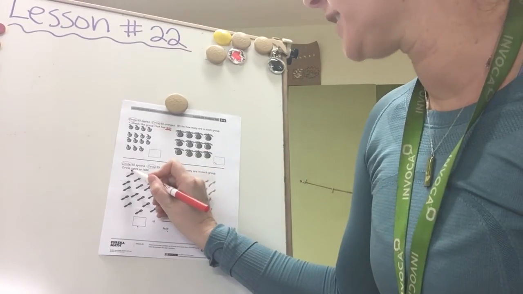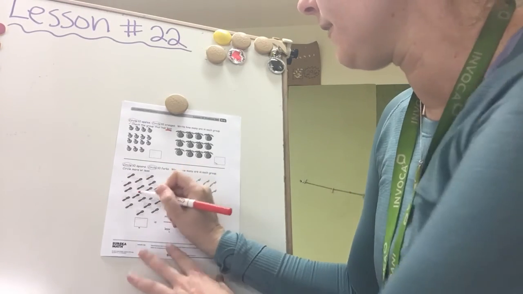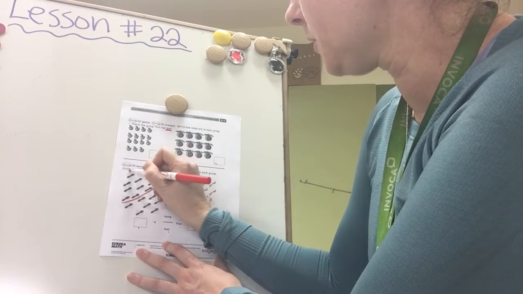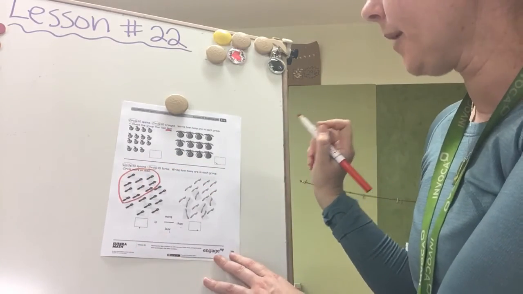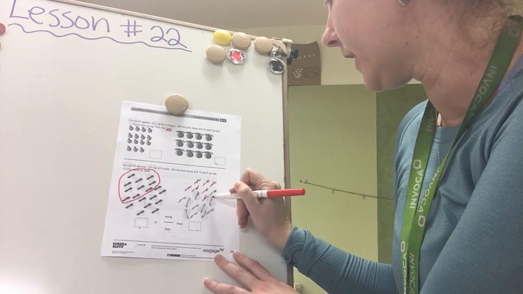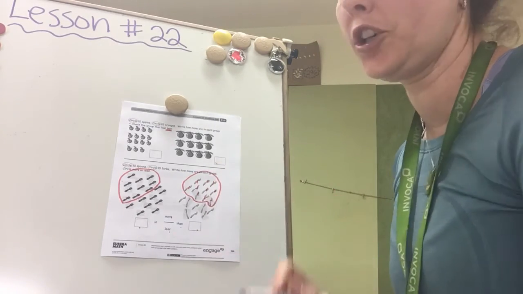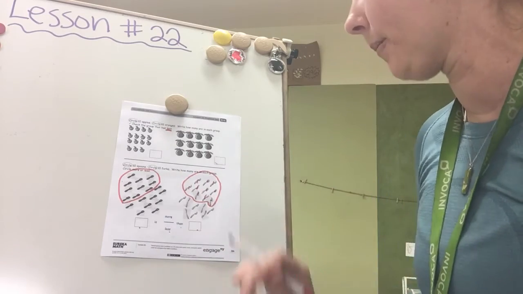So I'm going to circle my 10 spoons. 1, 2, 3, 4, 5, 6, 7, 8, 9, 10. So here's my 10 spoons. Now I'm going to circle my 10 forks. 1, 2, 3, 4, 5, 6, 7, 8, 9, 10. Since they're not organized in nice arrays or circular configurations, they're kind of all mixed up there.